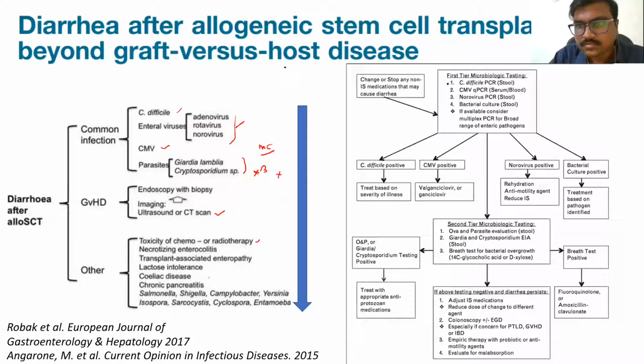These are the first line microbial testing: C. difficile, CMV, norovirus, and bacterial culture. This is actually derived from a paper with solid organ transplant. So the principles remain the same. If we find any incriminating pathogen, then we treat accordingly. Otherwise, we repeat the stool examination, and a blood test can be done to rule out bacterial overgrowth. And finally, in the last step, they've advised that we should adjust the immunosuppressive medication and do an endoscopy or colonoscopy.